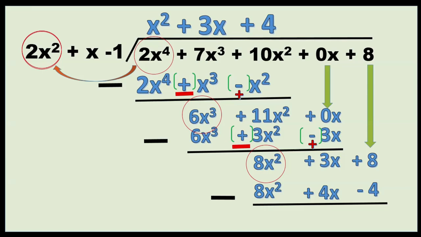Then 3x minus positive 4x. Again, we are going to change the sign, make it negative. So 3x plus negative 4x, that is negative x. And then now we have positive 8 minus negative 4. Again, change the sign, make it positive. Then 8 plus 4 is equal to 12. So our quotient here is x squared plus 3x plus 4. And the remainder is negative x plus 12.